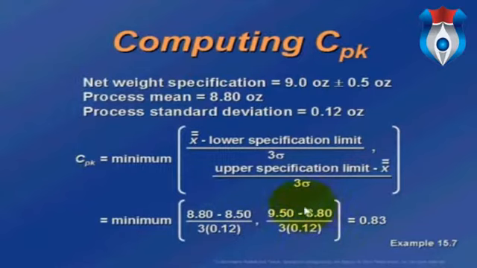Now what we want to do is take whichever one of these values is the least, and that is the one we're going to work with. In this case, the lower value is 0.83. And a CPK that's less than 1 tells us that our process is not capable.